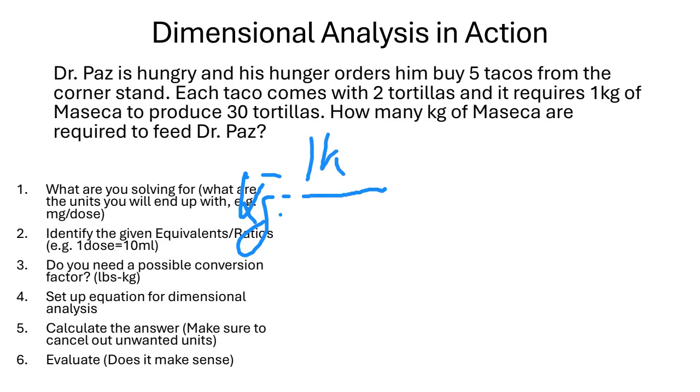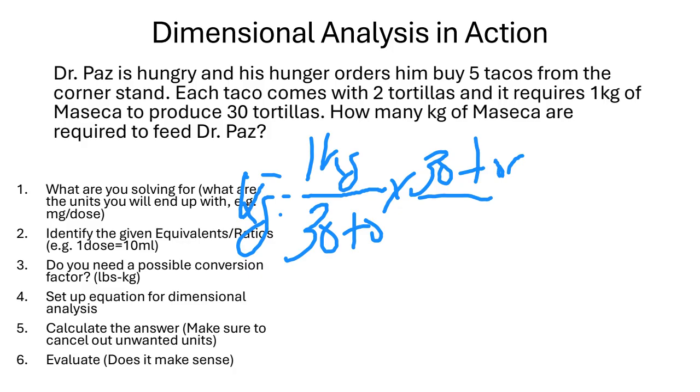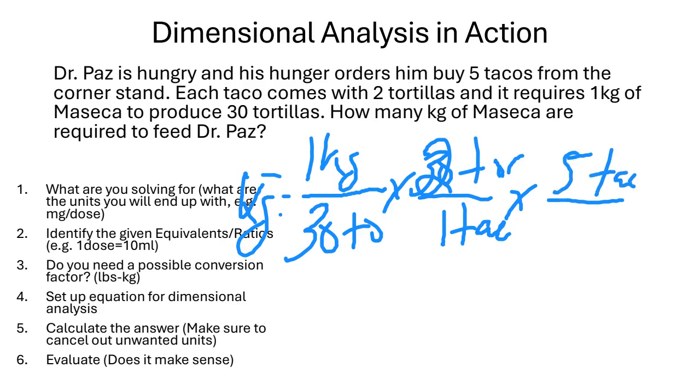And then you have the 30 tortillas. We'll give you 2 tortillas. We'll give you 1 taco. And then the 5 tacos again will give you the 1 order. So the way I'm setting up this equivalence is allowing me to cancel all the units that I don't want to.